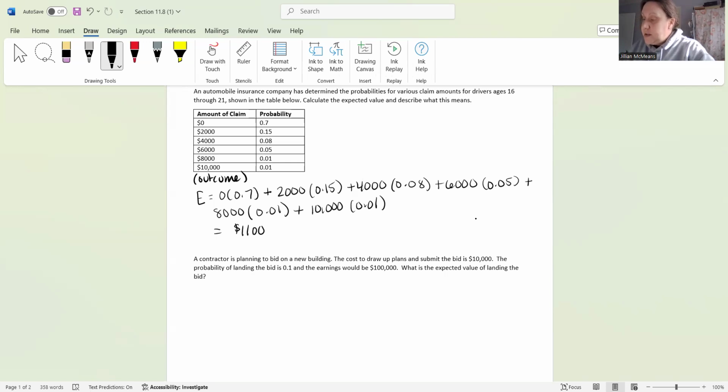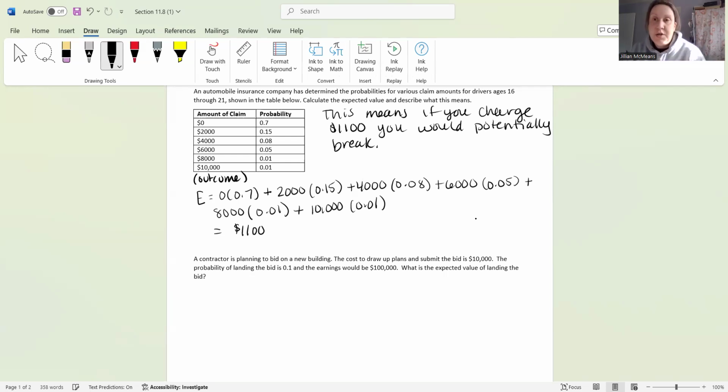Okay, so what does this mean? This means if you charge $1,100, I think I said 11,000 a minute ago. I meant 1,100. If you charge $1,100, you would potentially break even. Now, this does not mean if you charge $1,100, you are going to exactly break even.